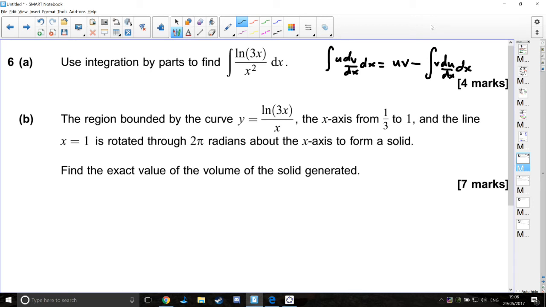Right, so using that, we look at this part first to select u and dv by dx. Now, in general, what you should always do is select any logarithms, so the ln in this case, should always be u. So this is u. And then any other function should be dv by dx. So I'm going to call this v dash, dv by dx. And just be careful with this bit here, because v dash isn't actually x squared, it's 1 over x squared, because it's on the bottom.